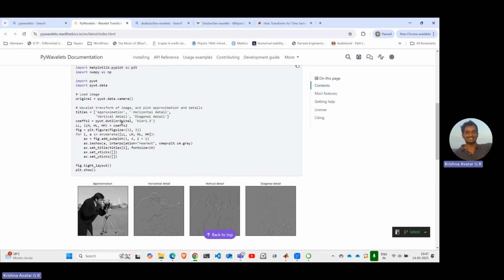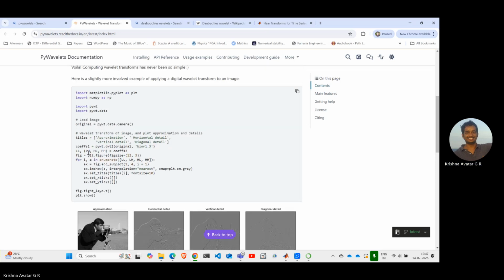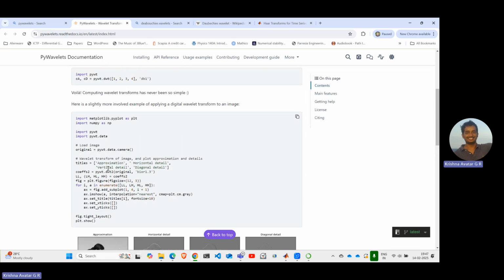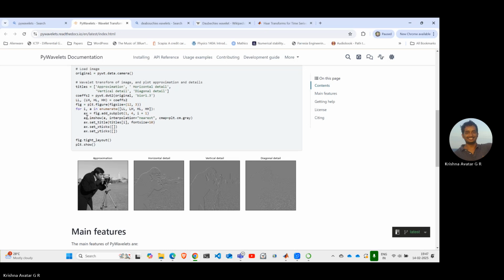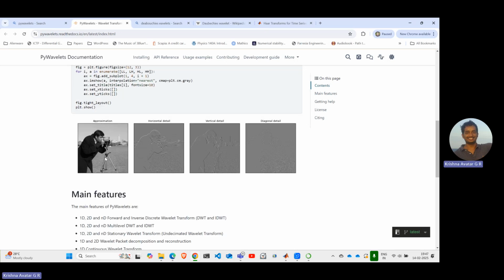And here we have used a 2D wavelet of some different type, the Bayer wavelet, right? You can just plot it.